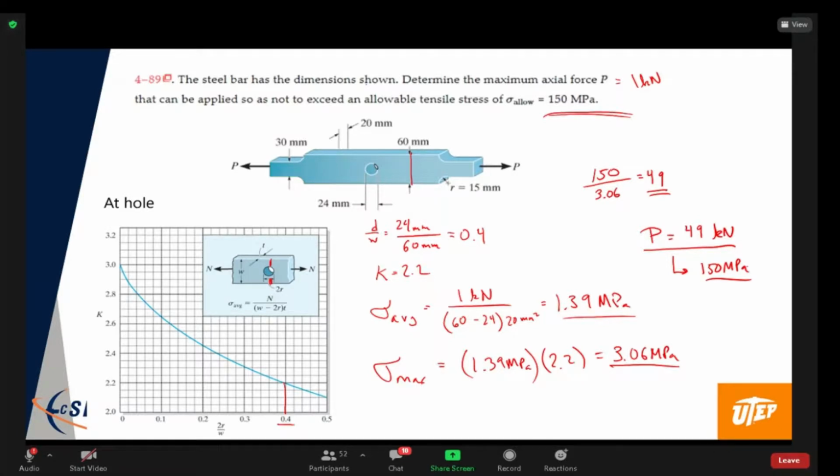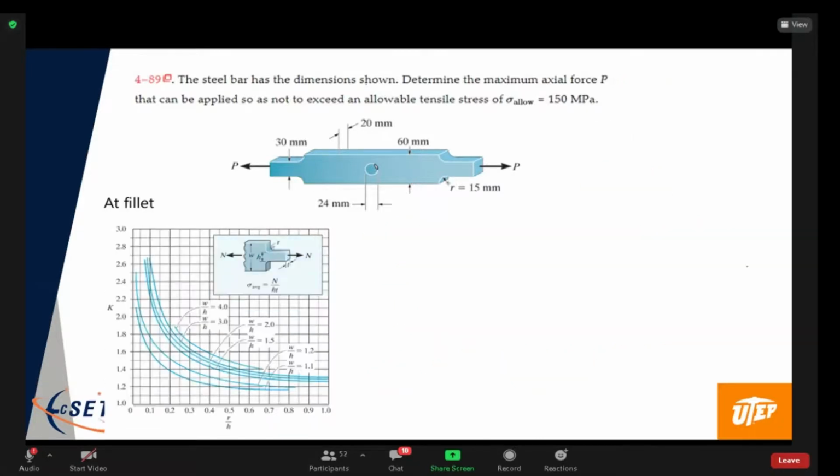All right. Well, let's check what's going on at the fillet. So now we're going to go to the fillet. We've got the plot here to determine the stress concentration for the fillet. So we need to get R over H. R over H in this particular case is 15 millimeters over H, which is 30 millimeters. And so that is a half. So we're going to be right here, okay?